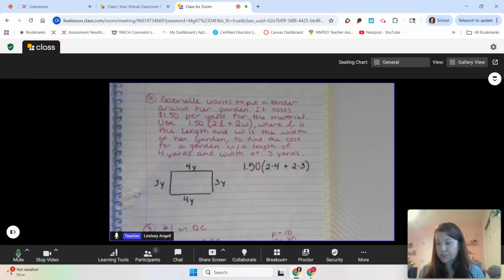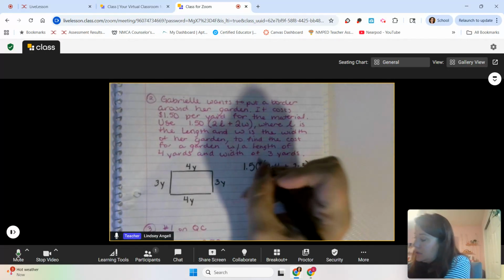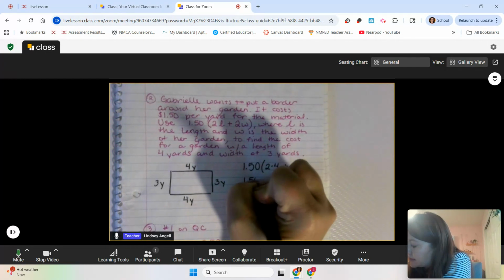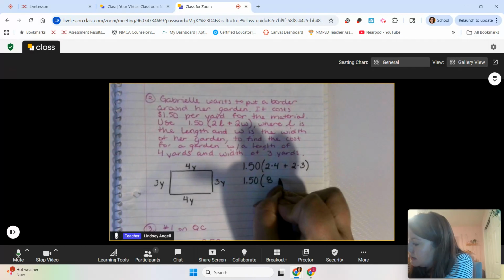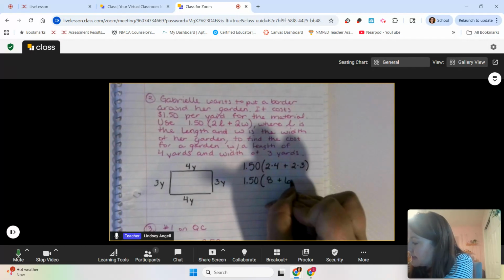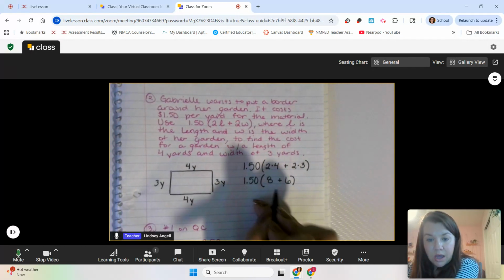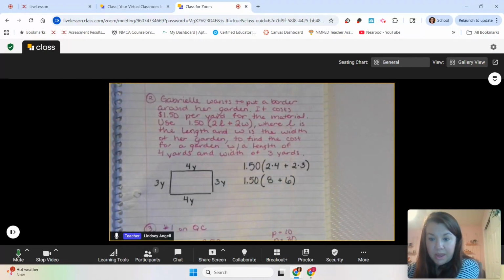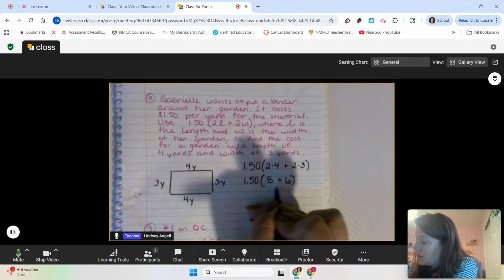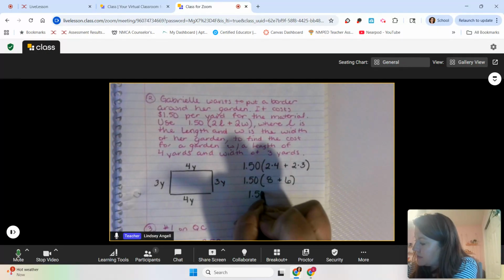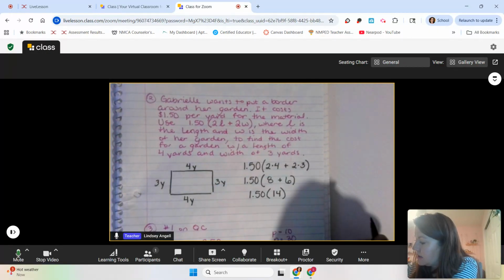Because of the order of operations, we do what's inside parentheses first. So I can rewrite this. I've got $1.50, and then 2 times 4 is 8. 2 times 3 is 6. Well, I've still got more to do with the order of operations, right? We had parentheses, exponents, but this one doesn't have any exponents. And then next comes multiplication and division, right? That's what I just did there. And now I'm going to add those together. So now I have $1.50 times 14.